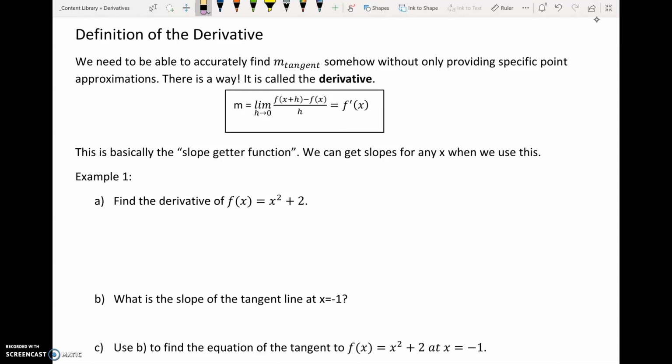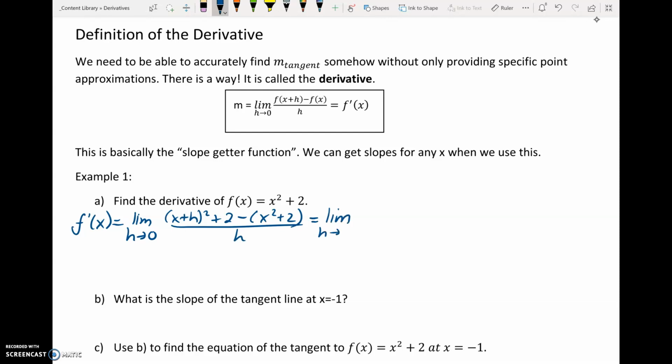Now let's do an actual example to apply this definition. So if I want to find the derivative of f of x, what I'm actually finding is f prime of x. And we're going to use our definition over here. So this is the limit as h goes to 0. For f of x plus h, we're going to plug x plus h inside here. So that'll be (x plus h) squared plus 2, and then minus f of x. Make sure you put your brackets in. And this is all over h.